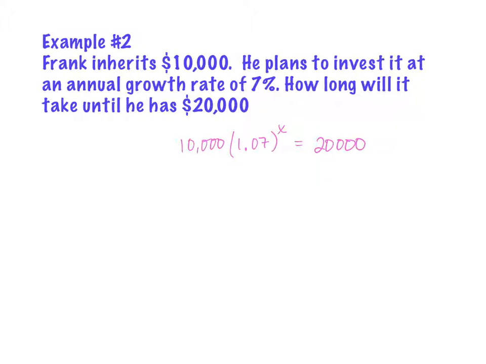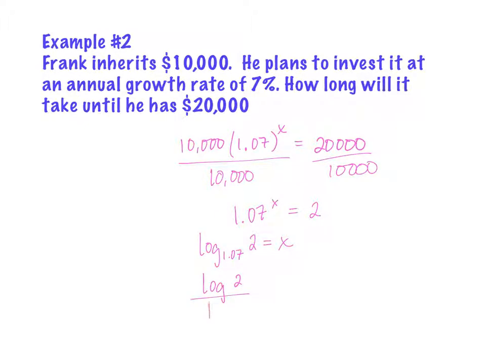7% growth rate, by the way, not terribly realistic. Just a heads up on that. So I'm going to divide both sides by 10,000. I'm in that isolate part. 20,000 divided by 10,000 is 2. So I have 1.07 to the x equals 2. So now I'm at the rewrite. So log base 1.07 of 2 equals x. Rewrite again. Log 2 divided by log 1.07. Put it in the calculator. Close my parentheses after 2, divided by log 1.07.